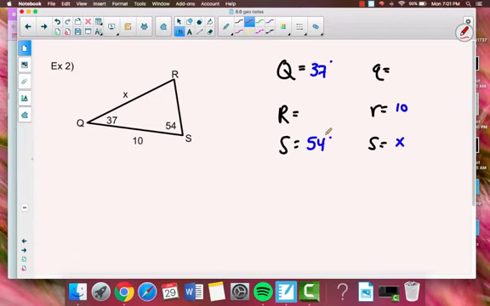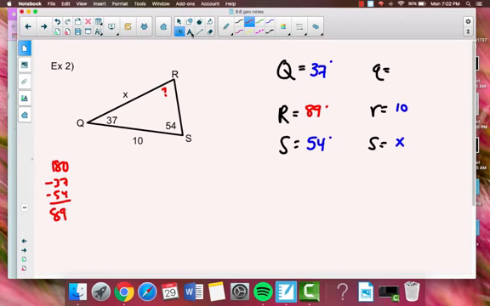Well, the only other thing I'm really missing that would get me a full row is angle R. Well, could I find angle R by doing a quick calculation? Well, the good thing is these are triangles, and we should know that angles in a triangle add up to 180. So if I take 180 minus 37 and minus 54, then I can find that third angle measure. And then I would have a full row ready to go. So this gets us 89 degrees. So angle R is 89.